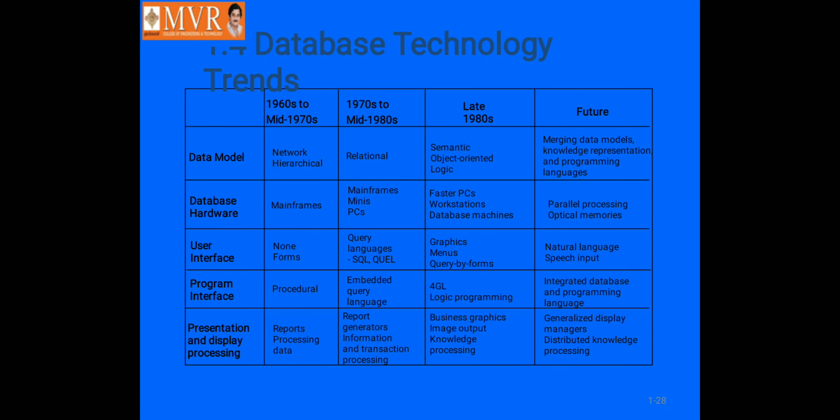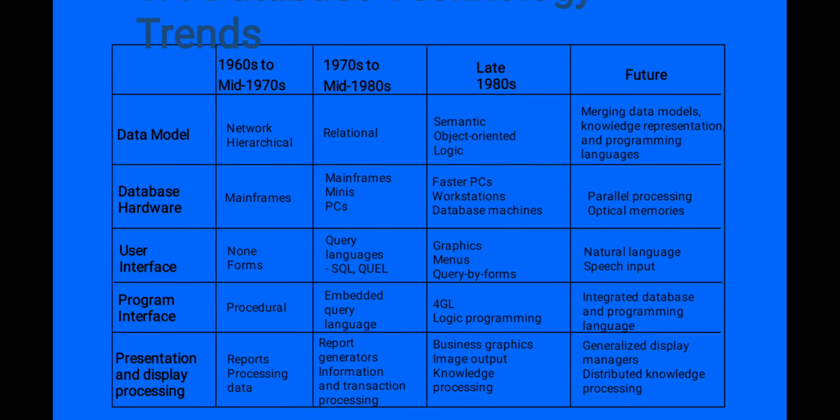Database technology trends. From the 1960s to the mid-1970s, we used network and hierarchical models, mainframes, and procedural report processing of data. In the 1970s to 1980s, we used the relational data model, mainframes, minis and PCs, query languages like SQL and QUEL, embedded query languages, and report generation, information and transaction processing.